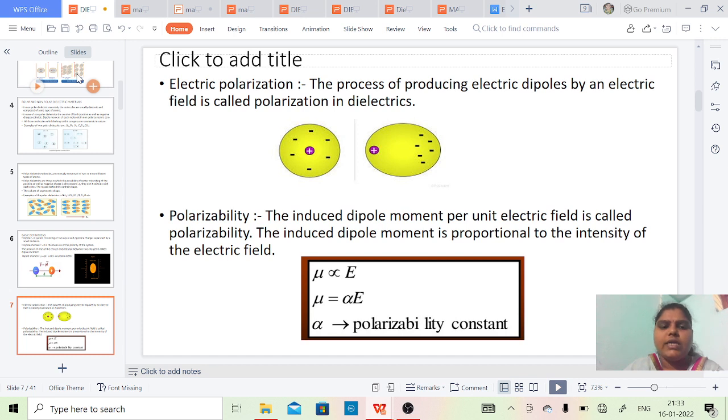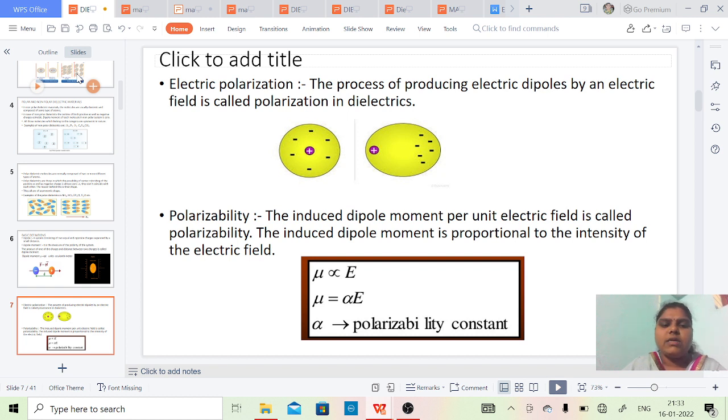Next, electric polarization. We already studied the concept of polarization. Now we have to study what electric polarization is. The process of producing electric dipoles by an electric field is called polarization in dielectrics. We are separating the charges, the dipoles, by using a field.